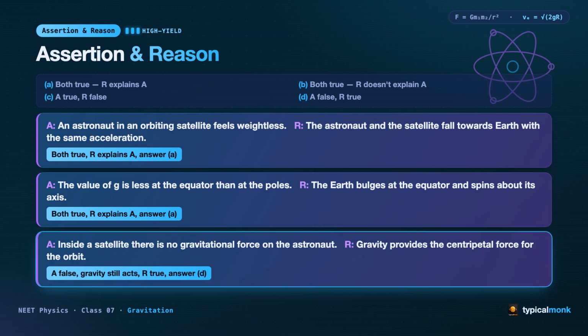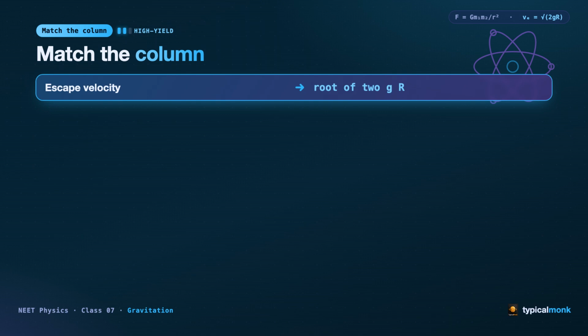Third one. Assertion. Inside a satellite, there is no gravitational force on the astronaut. Reason. Gravity provides centripetal force for the orbit. Check the reason first. True. Gravity is precisely what curves the orbit. But that is exactly why the assertion is false. If gravity acts to bend the orbit, it certainly acts on the astronaut too. Weightlessness is free fall, not the absence of gravity. The assertion is false. The reason is true. Option D. A quick match now.